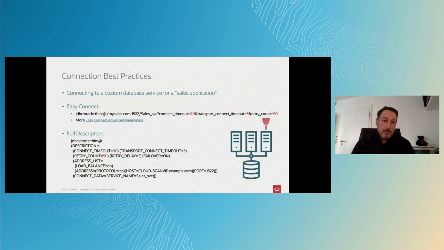So if you're connecting to these services, what I have found out is a lot of customers don't know that there's already the capability in Easy Connect to specify the advanced settings, which we formerly only had in the full descriptions. And what you see here with the connect timeout and transport connect timeout are really our best practices. We from the MAA team have also documented in the application failover best practice paper to set these when you are connecting to a Real Application Cluster, to ensure your application can seamlessly fail over to other nodes whenever required.